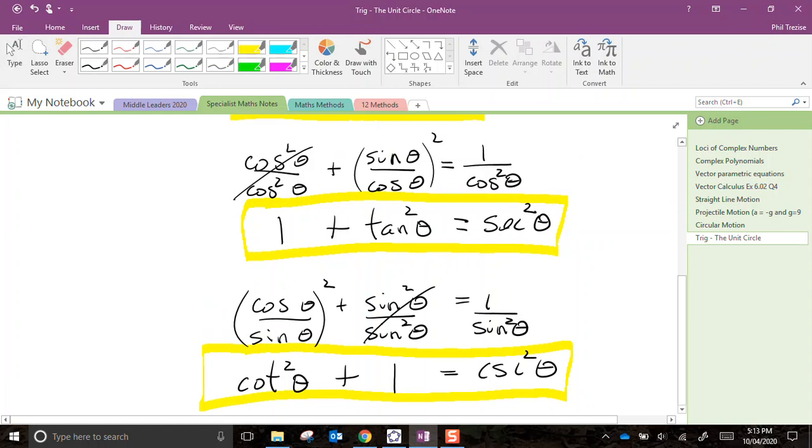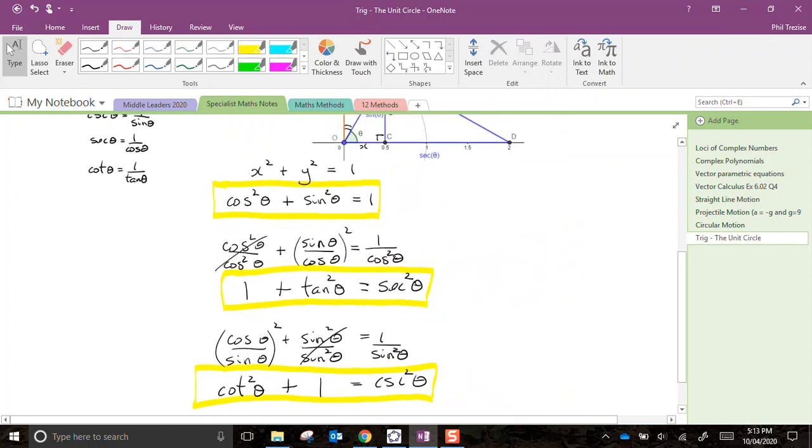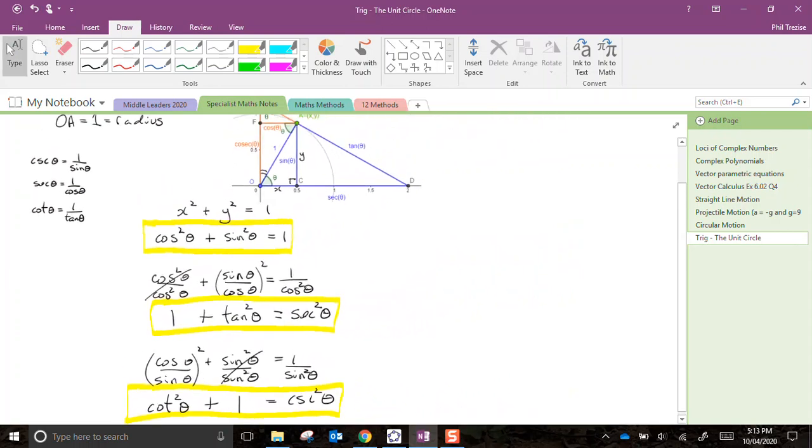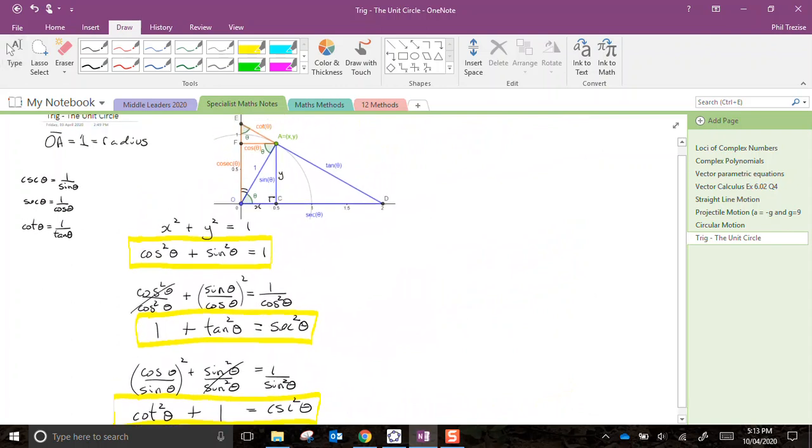Now, let's go and look at our diagram. If I look at this right angle triangle here, I would have 1 squared plus tan squared equals secant squared. That's this one. 1 squared plus tan squared equals secant squared. Comes from the big blue right angle triangle. How interesting.